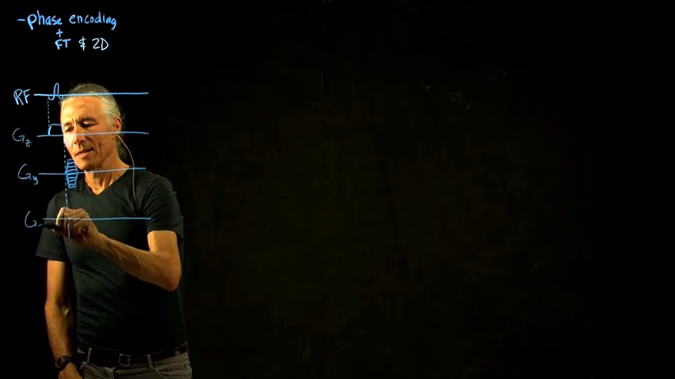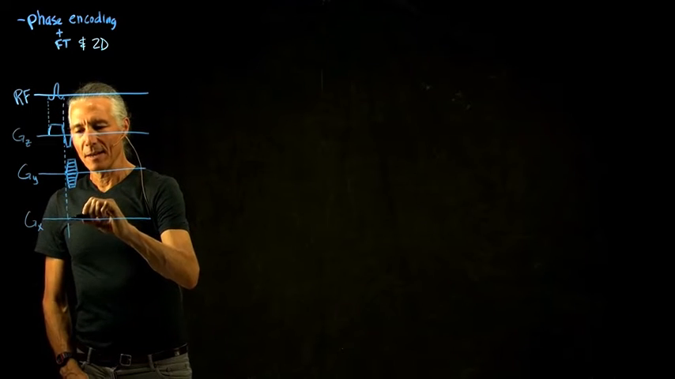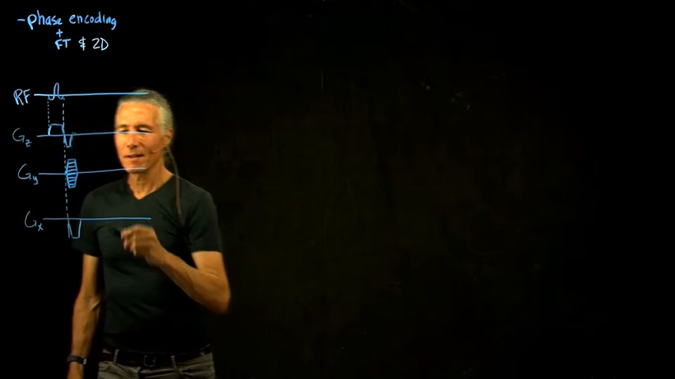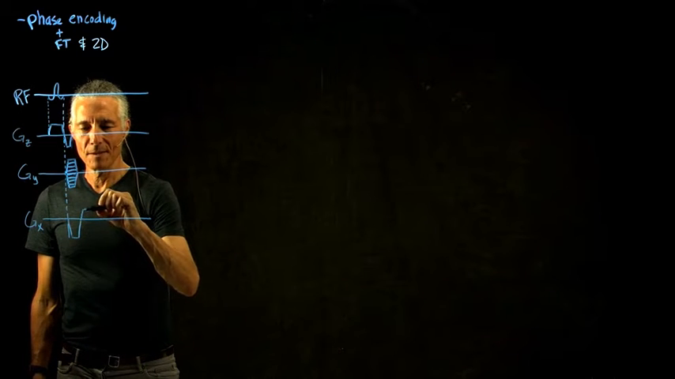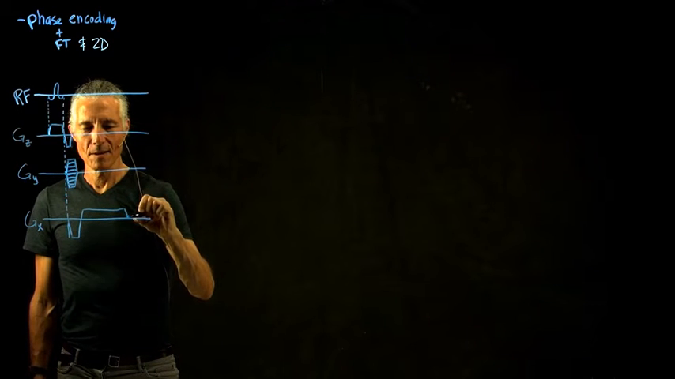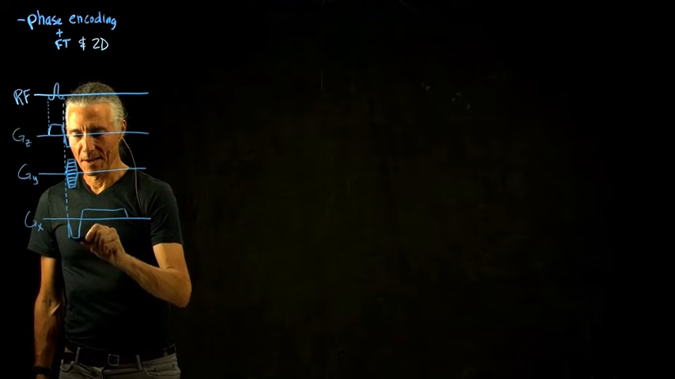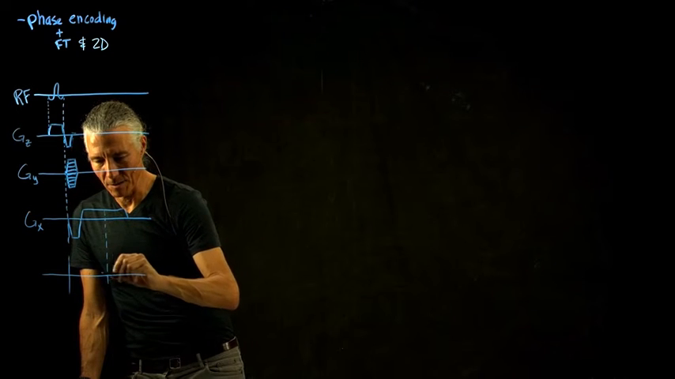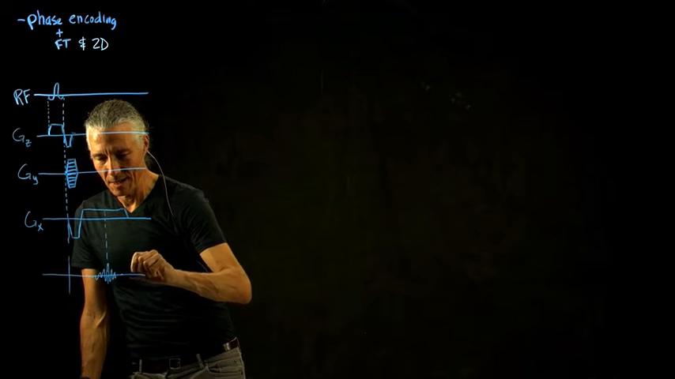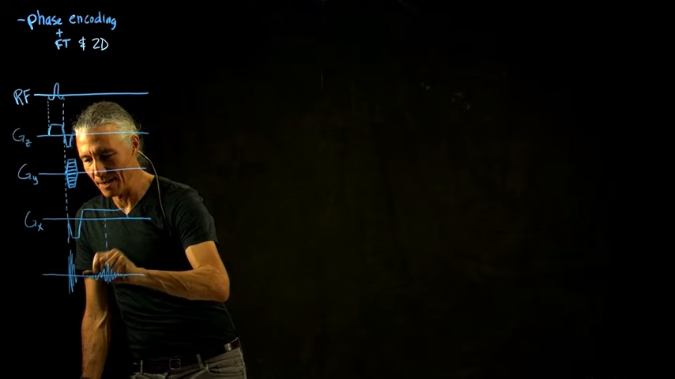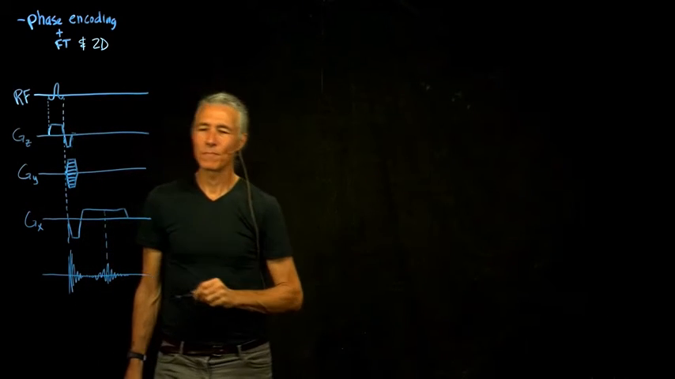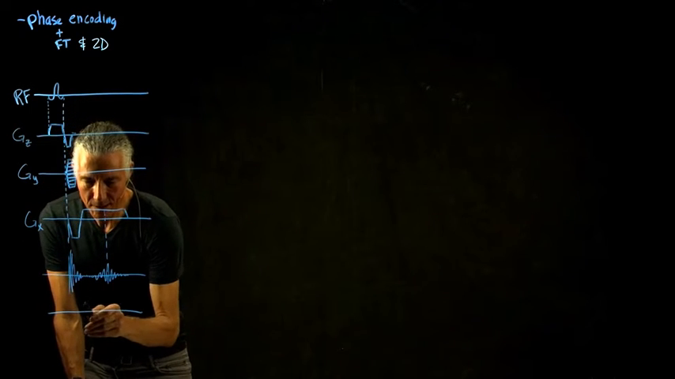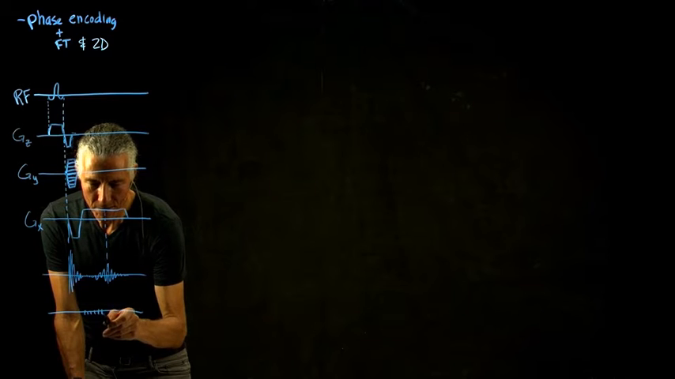So here's our X gradient, and the first thing we do is we go negative, and then we turn the gradient on positive and do our so-called readout. And that corresponds to the center of the echo. So there's the echo right there, and there's an FID here which we're not paying attention to. And so this is our actual data samples here during the readout.